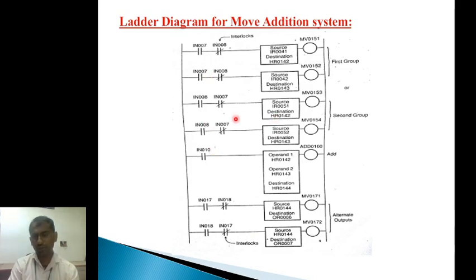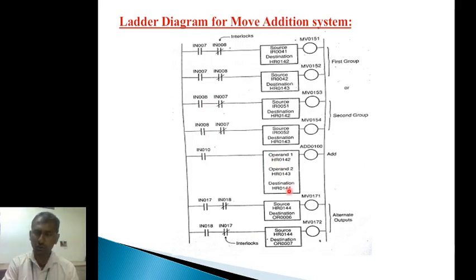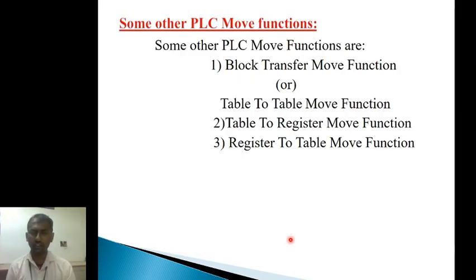Similarly, if we want to transfer the data from the IR0051 and IR0052, we can go for the contact IN008. With that IN008, the data in the IR0051 will be transferred to the HR0142, and IR0052 data will be transferred to the HR0143, and the addition will be performed, and the result will be stored in the HR0144, and this data will be transferred to the register OR0007. So in this way we can transfer the data.